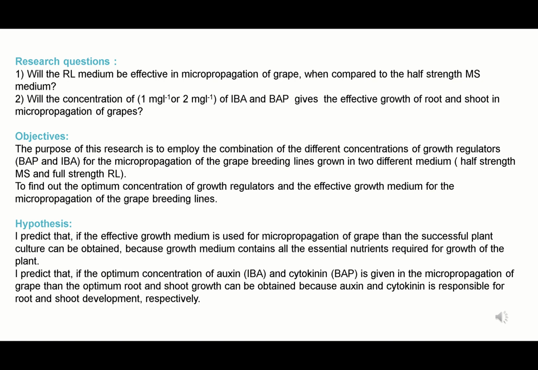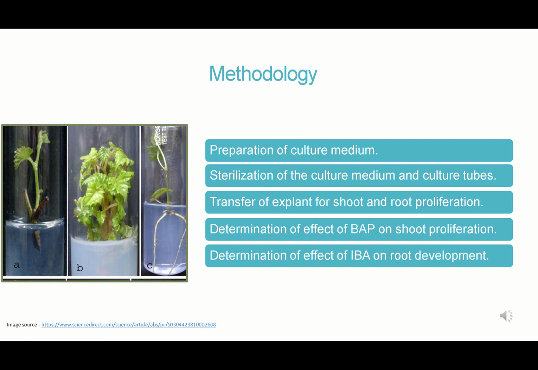Hypothesis: I predict that if the effective growth medium is used for micropropagation of grapes, then successful plant culture can be obtained because the growth medium contains all the essential nutrients required for growth of the plant. And also I predict that if the optimum concentration of auxin, which is indole butyric acid, and cytokinin, which is benzyl aminopurine, is given in the micropropagation of grape, then the optimum root and shoot growth can be obtained because auxin and cytokinin are responsible for root and shoot development respectively.